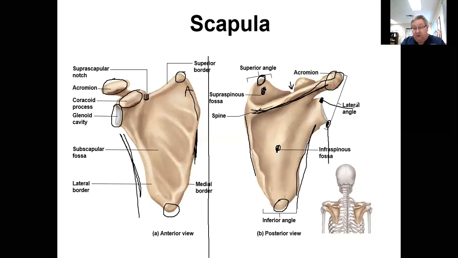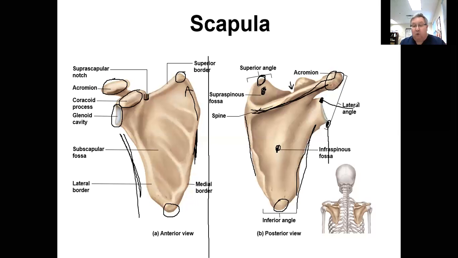Remember, on the posterior section, the spine of the scapula splits the posterior part into a superior and inferior, into a supraspinous fossa and an infraspinous fossa. Well, the infraspinous fossa, that's where the infraspinatus muscle lies. Okay.